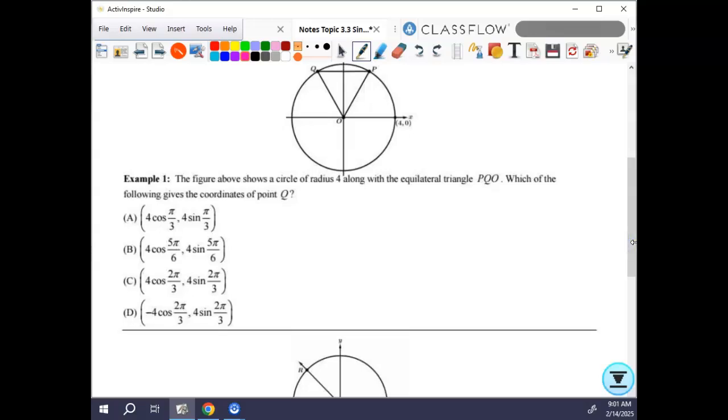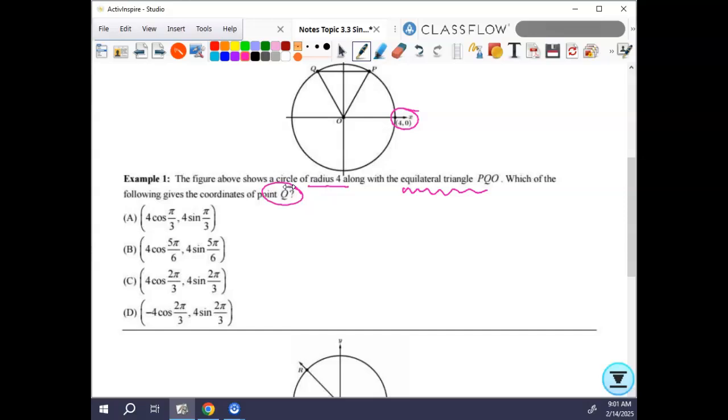This one here says the figure above shows a circle of radius 4. So it flat out tells me. If it did not, I look at this and I can see that my radius is 4. Okay, and then we have an equilateral triangle PQO, which are the following coordinates of point Q. Okay, so before I worry about this, because me just trying to guess at an answer is not going to do me any good.